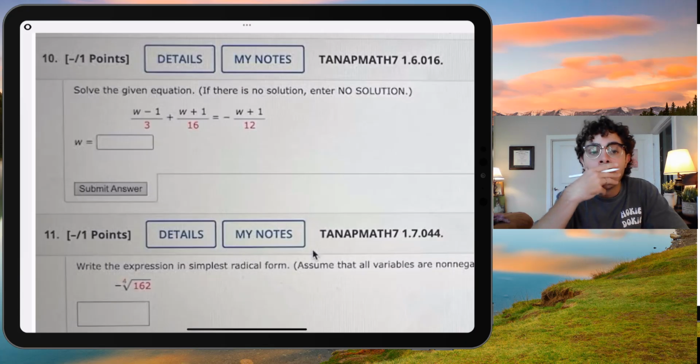Let's do number 10. Solve the given equation. So we have fractions added together, different denominators. I would recommend you go about a couple different ways. You could multiply the whole equation by the common denominator, but you still have to find the common denominator. So let's do that. 3, 16, and 12.